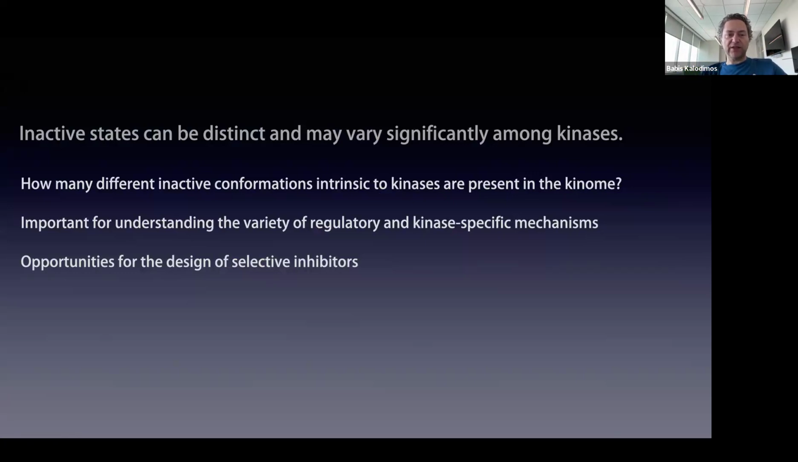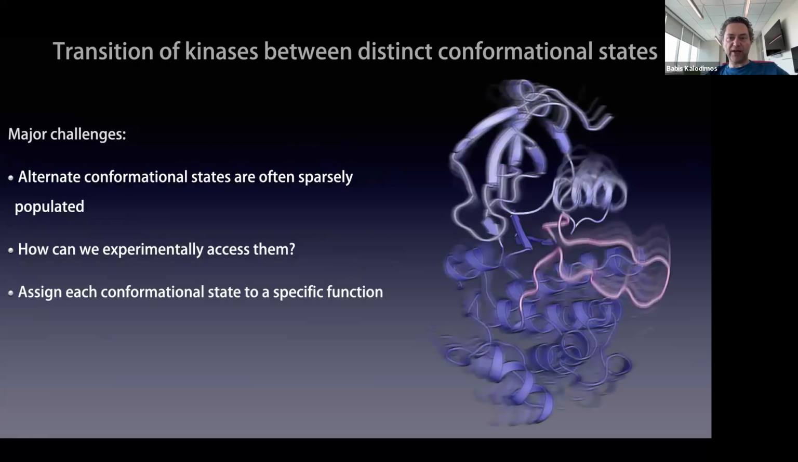What we've really been asking here, which is very important, is, number one, how many different inactive states can there be? Because as I showed you before, there can be only one active state because they all have to be very similar. But inactive can be anything, because for as long as you are inactive, it doesn't really matter, as long as you move away from the active conformation. Different kinases can adopt different inactive conformations. So we're asking how many of these inactive conformations are present in the human kinome, which is very important for us to understand the mechanisms, but also because it presents opportunities for the design of selective inhibitors, and I will explain why that is the case.